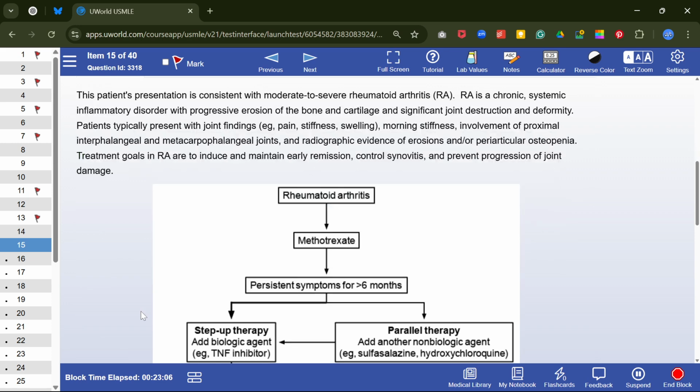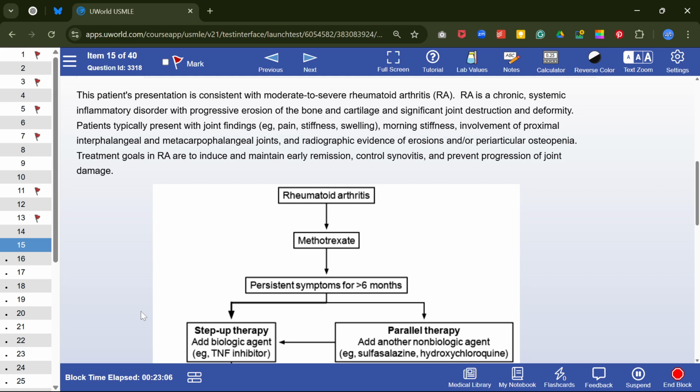Okay. This patient's presentation is consistent with moderate to severe RA. RA is a chronic systemic inflammatory disorder with progressive erosion of the bone and cartilage and significant joint destruction and deformity. Patients typically present with joint findings: pain, stiffness, swelling, morning stiffness, involvement of proximal interphalangeal and metacarpophalangeal joints, and radiograph evidence of erosion and periarticular osteopenia.